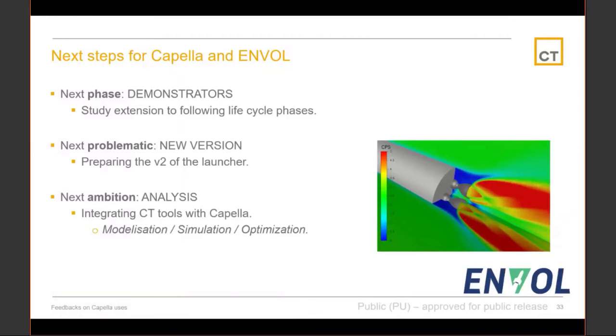Then there will be a new problem: we are creating a launcher, but while creating it, we already have a second version in mind. So we are currently working on the best way to use Capella for this problem. How can we use the model that we are detailing as a support for this new version?